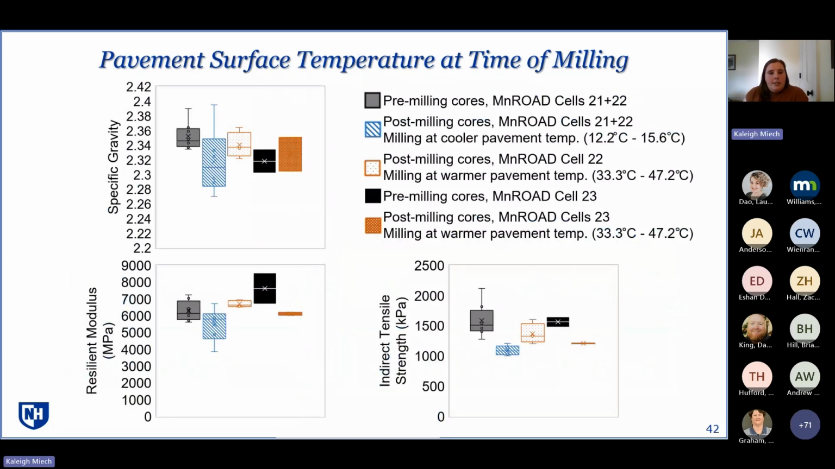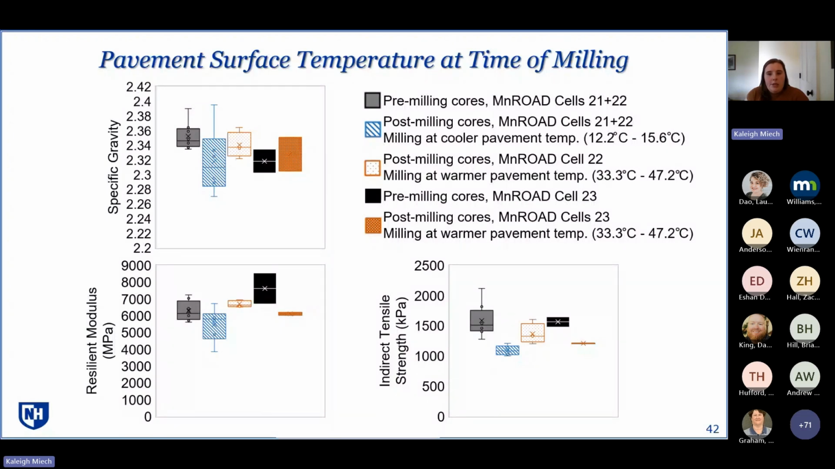So when we evaluated this parameter and we did the laboratory testing, we found these are the results that we found. So the gray correlates to pre-milling cores that are to be compared with the blue, which are post-milling cores when milling was performed at a cooler temperature. And then also the gray is compared with the light orange, which is post-milling cores collected at a warmer temperature. And then the black is pre-milling cores collected from different cells that are to be compared with post-milling cores collected at a warmer temperature, which is the darker orange.